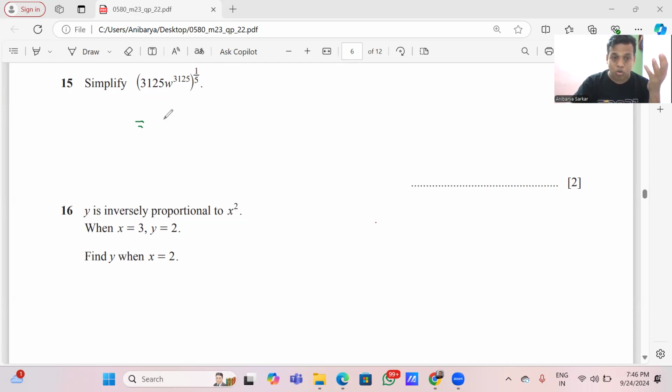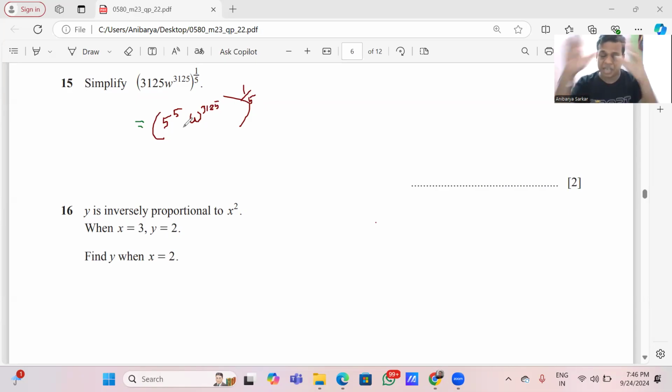So we all know 3125 is 5 to the power 5. You can check, 5 to the power 5 is 3125. So we write 3125 whole to the power 1 by 5. Now we use an indices rule: any multiplication has the same power. If we write individually in the form of multiplication, then each expression uses the same power.